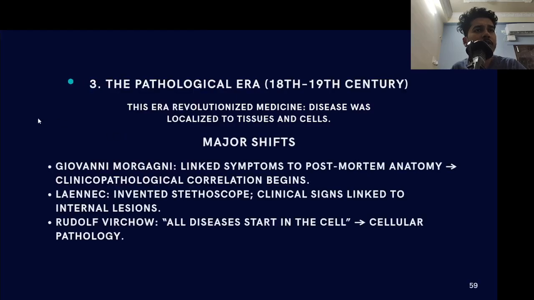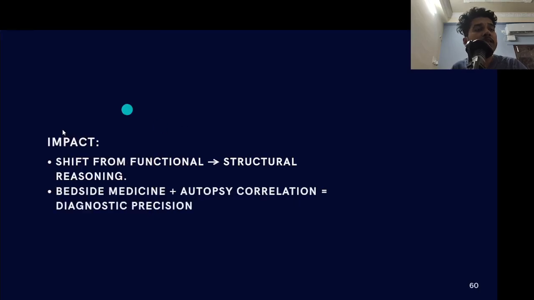Now we get to the pathological era. This era revolutionized medicine, in that disease was localized to tissues and cells. The major shifts in here were by Giovanni Morgagni, who linked symptoms to post-mortem anatomy. Clinico-pathological correlation begins. Laennec, who invented the stethoscope, observed that clinical signs can be linked to internal lesions, and Rudolf Virchow saw that all diseases start in cellular pathology. The impact: there was a shift from functional to structural reasoning, and bedside medicine plus autopsy correlation led to diagnostic precision.